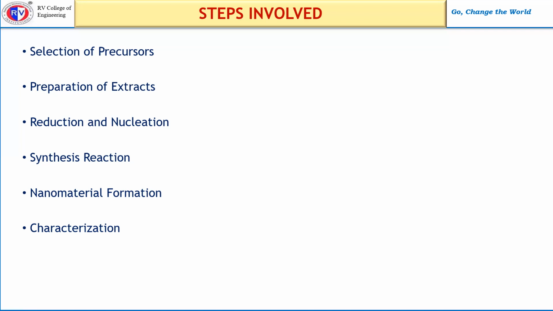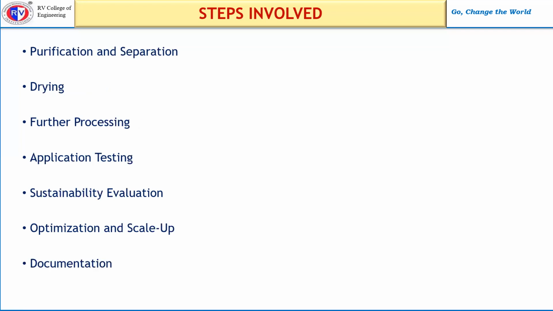So, combining the precursor materials with the bioactive compounds from extracts, then synthesis reactions under suitable temperature, pH, and reaction time. Then the nanomaterials will form. The next step is characterization. For characterization, they may use XRD or TEM, that is transmission electron microscopy. Purification and separation is the next step. Centrifugation, filtration, or other methods can be used. Then it should be dried for a particular amount of time. Then further processing or application testing, suitability evaluation, optimization and scaling up, documentation. These are the next steps. And finally, the prepared nanomaterial will be coated onto the electrodes of supercapacitors.